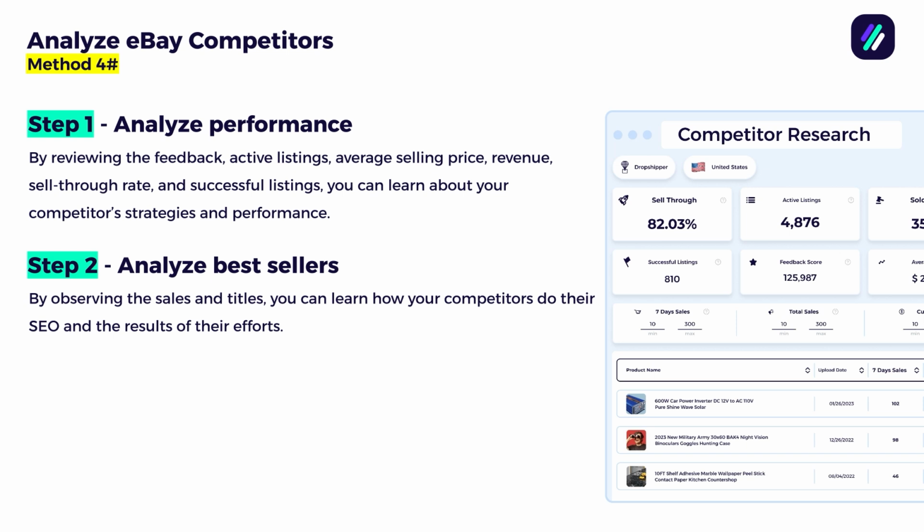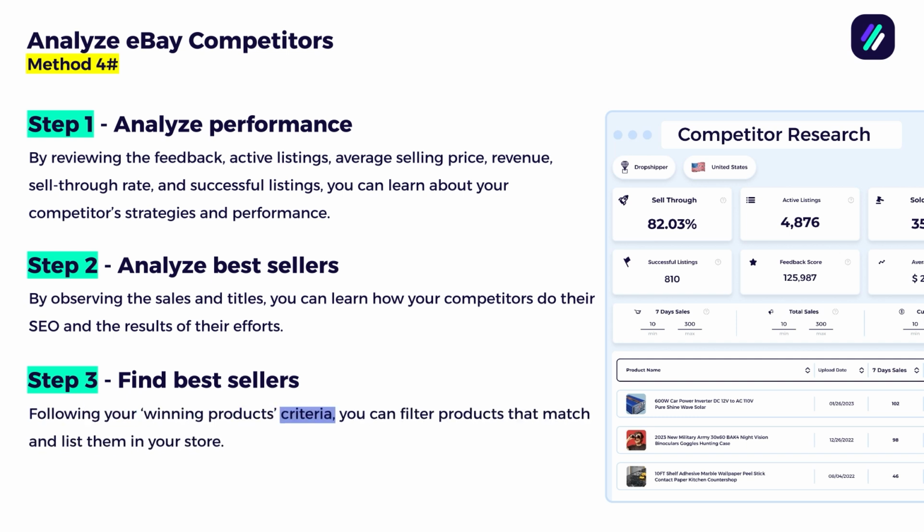When we put all this data together, we can learn a lot about their optimization strategies and also move to step 3, which is find best sellers. Following winning product criteria, you can filter products that match and list them in your store. It depends, of course, on your business model. If you're dropshipping from suppliers like Amazon, Walmart, or AliExpress to eBay, you can quickly copy and paste their items and list them in your store. If you're doing wholesale or focusing on a specific niche, then of course the sourcing process takes more effort, but you can still learn what the best sellers are and see if you can add them to your store.